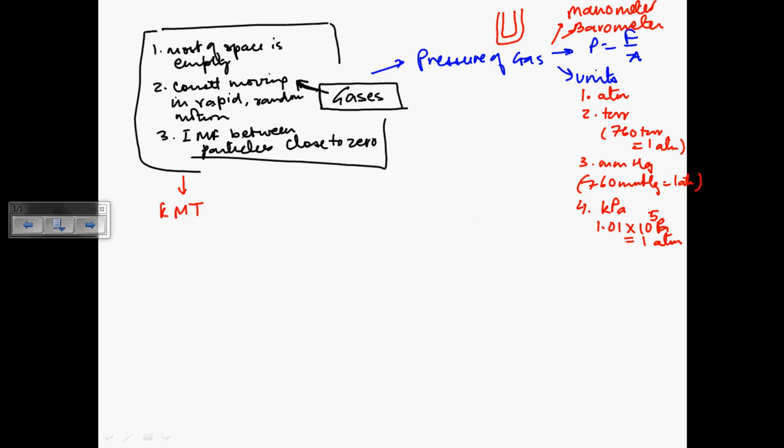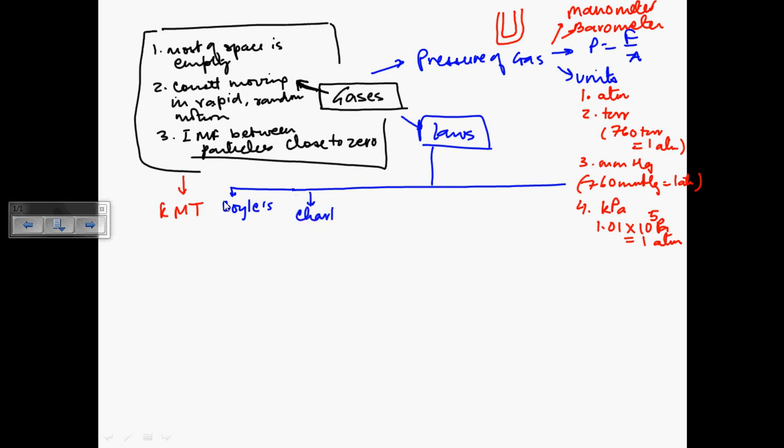Now, gases obey certain laws, and we call them gas laws. And there are 5 gas laws that the gases obey. And these laws are Boyle's law, Charles' law, Avogadro's law, Dalton's law, and Graham's law.